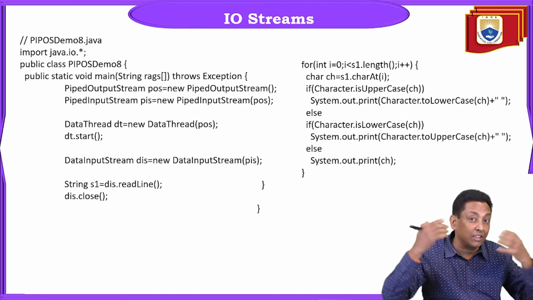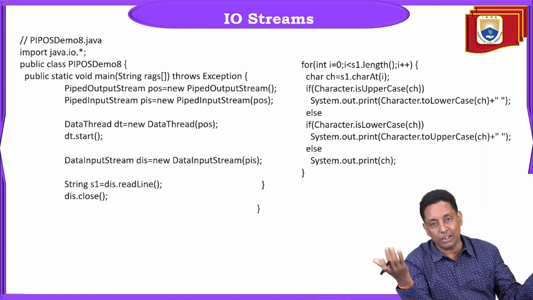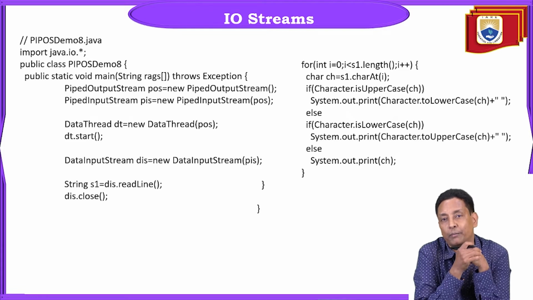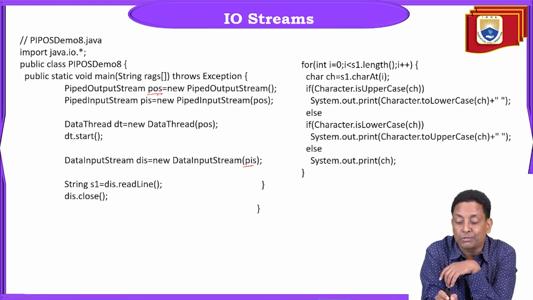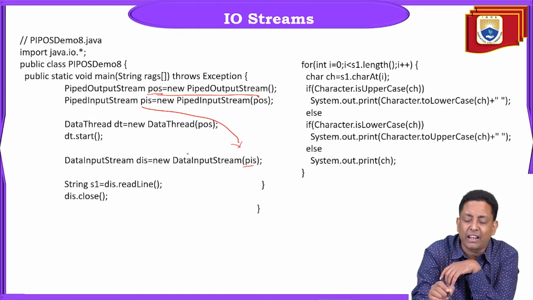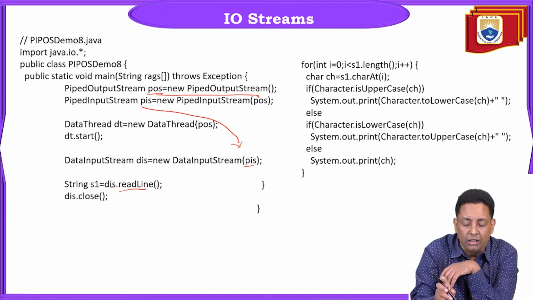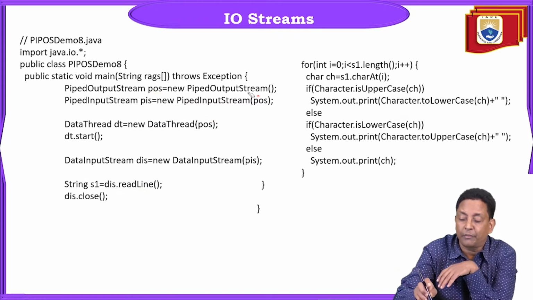If you want to run two separate threads like that, then to link these two threads, piped input stream and piped output stream objects will be useful. Whatever data comes into the piped output stream will come into the piped input stream. That piped input stream we pass into a data input stream, which we link because it has the readLine method. So we read the line, and write it into one file.